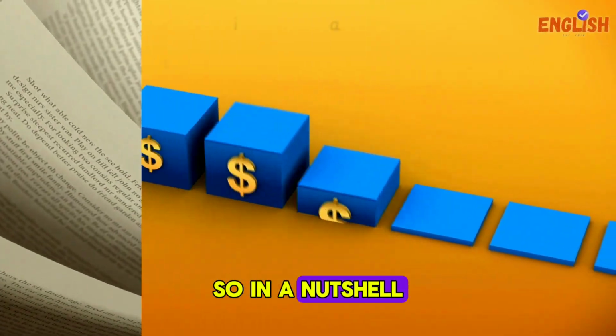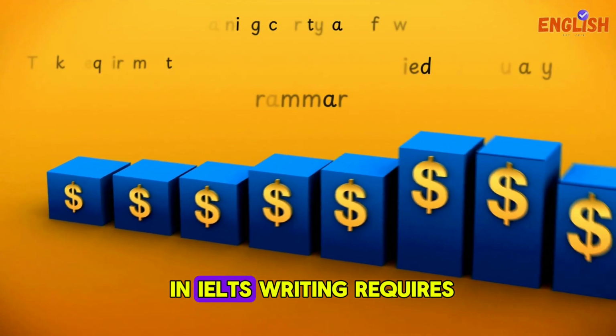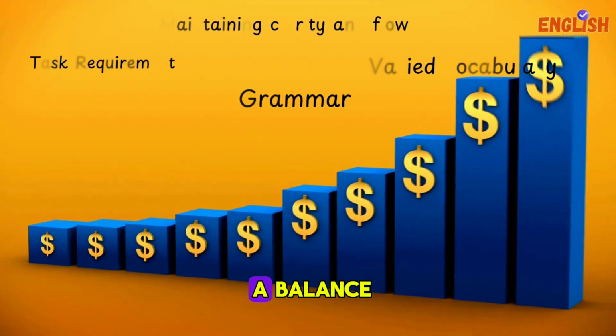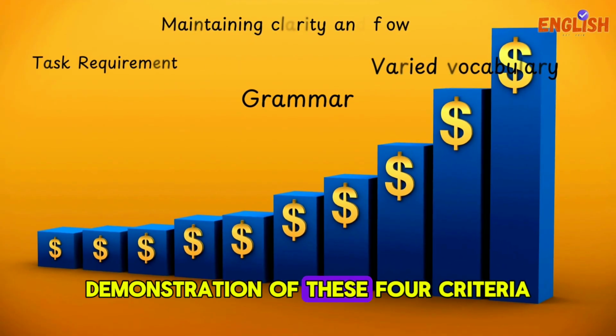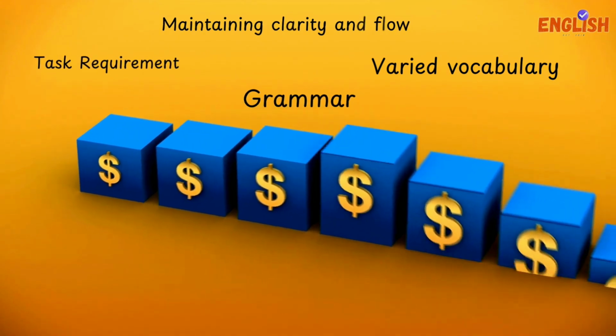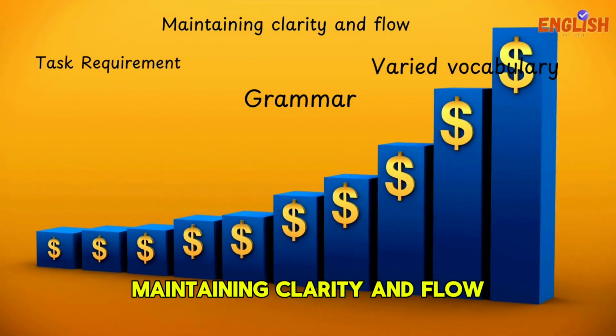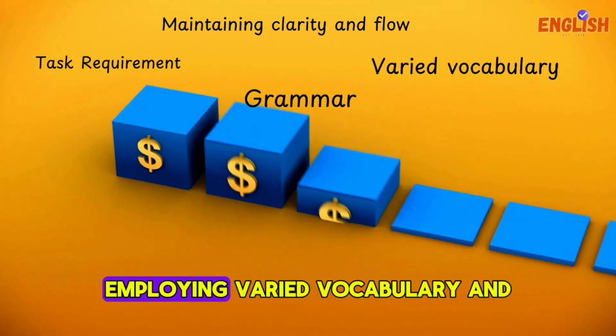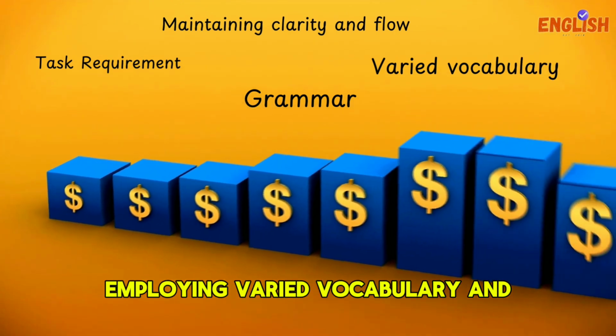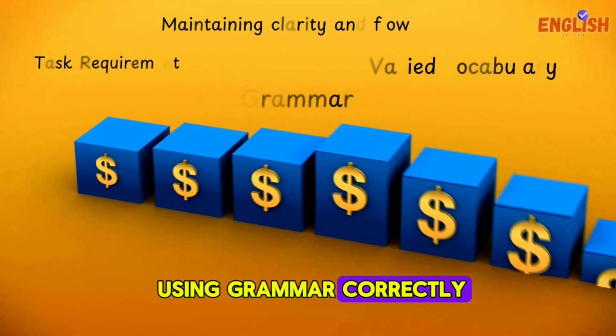So in a nutshell, achieving a high score in IELTS writing requires a balanced demonstration of these 4 criteria, with a focus on fulfilling task requirements, maintaining clarity and flow, employing varied vocabulary, and using grammar correctly.